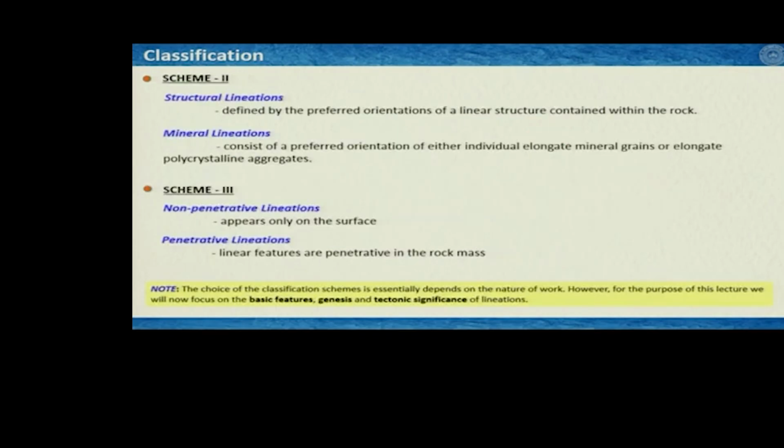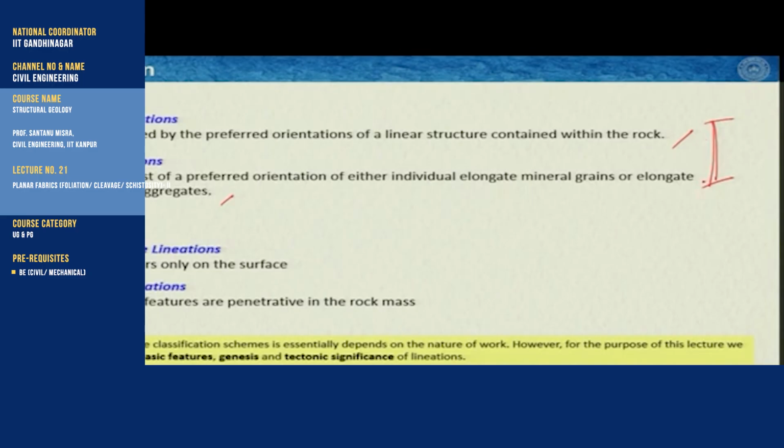And then in scheme 2 you can define them as structural lineations and mineral lineations. So, structural lineations are defined by the preferred orientations of a linear structure contained within the rock, and mineral lineations consist of a preferred orientation of either individual elongate mineral grains or elongate polycrystalline aggregates. So, you can see that these two are more or less similar to scheme 1, but some people prefer to describe and classify lineations in this way.